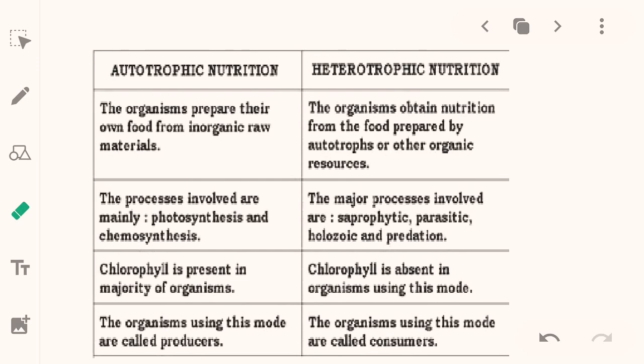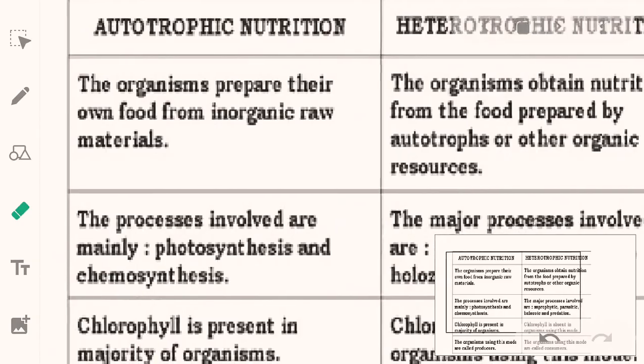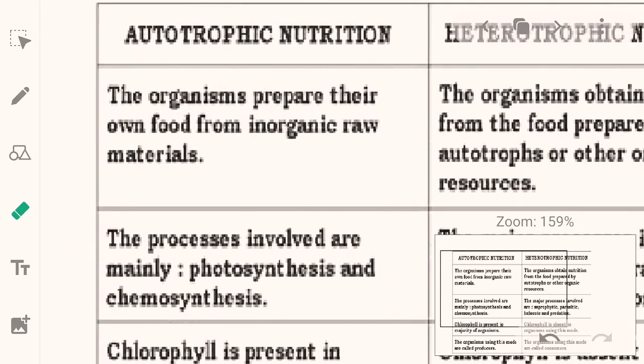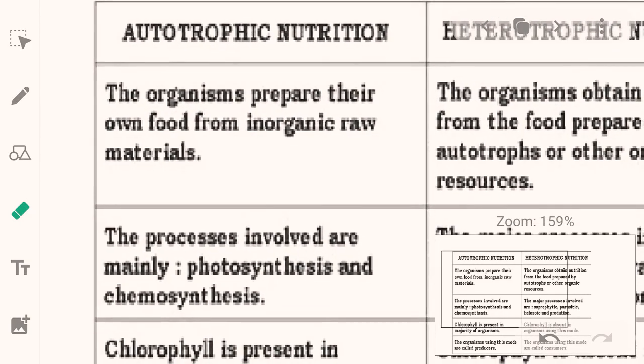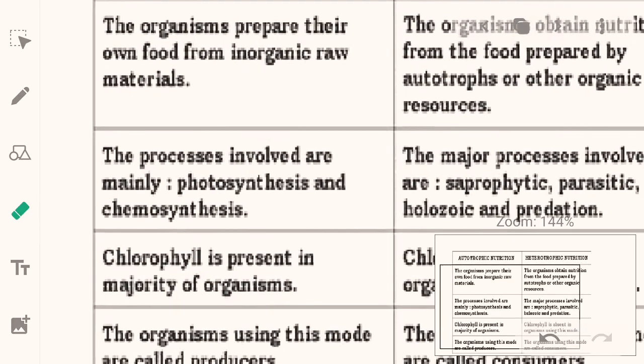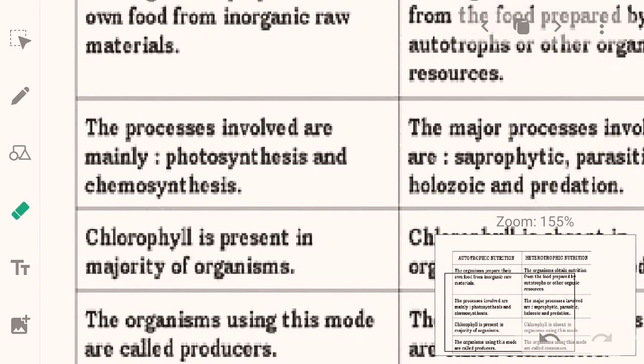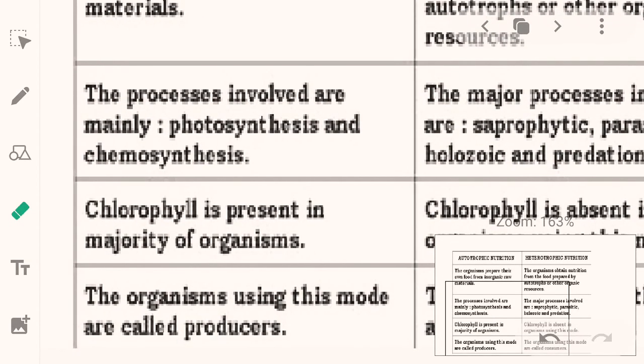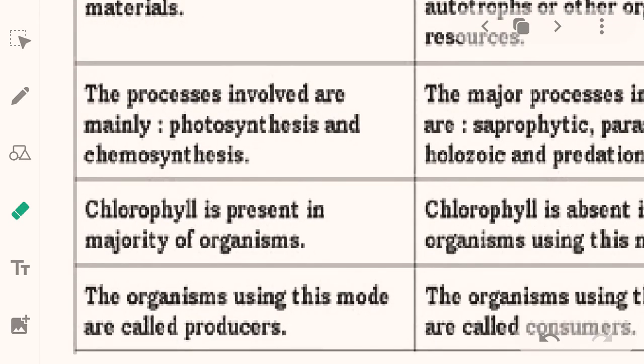Now, first of all, let us know the difference between autotrophic nutrition and heterotrophic nutrition. When organisms prepare their own food from inorganic raw materials like carbon dioxide, water, sunlight, and chlorophyll, they are called autotrophs. The processes involved are mainly photosynthesis and chemosynthesis. Chlorophyll is present in the majority of these organisms. Organisms using this mode are called producers.